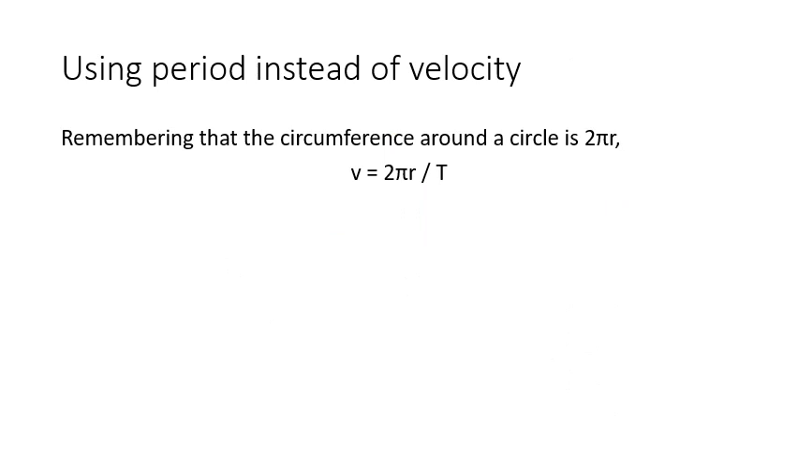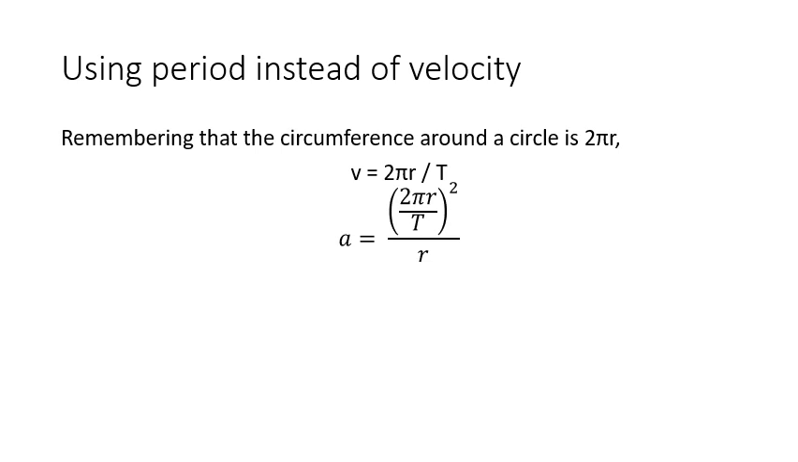There's another version of this that's helpful. If we want to solve for centripetal acceleration using period instead of velocity, we just have to substitute some things in. We have to remember that the circumference around a circle is 2 pi r. So the velocity is going to be distance over time: 2 pi r, the circumference, divided by T, the period to go around the circle once. If we plug that in, then the centripetal acceleration is going to be the quantity 2 pi r over period, squared, divided by r.